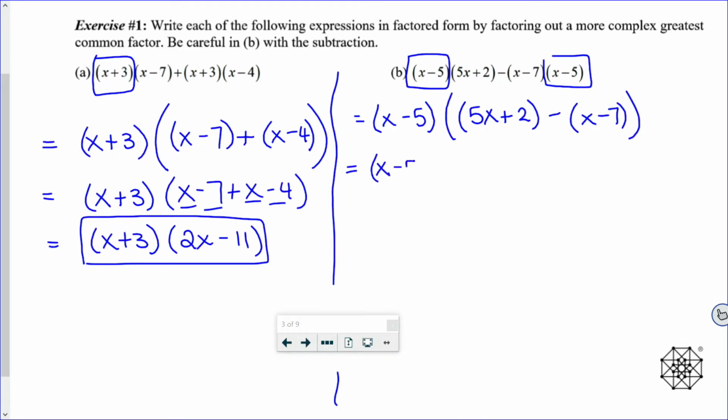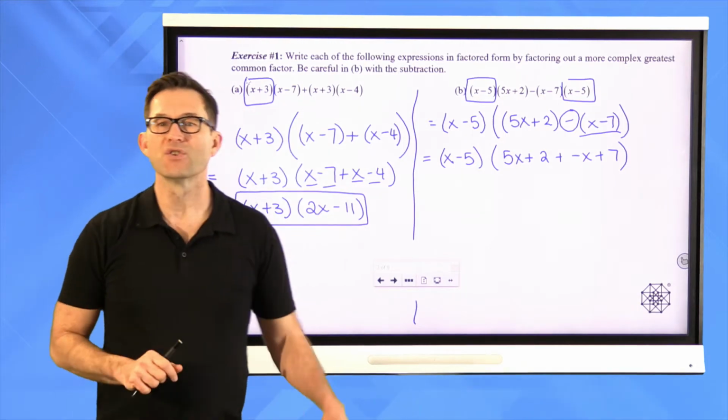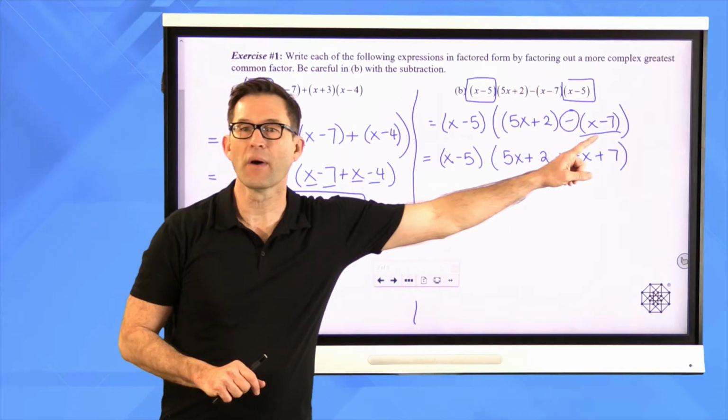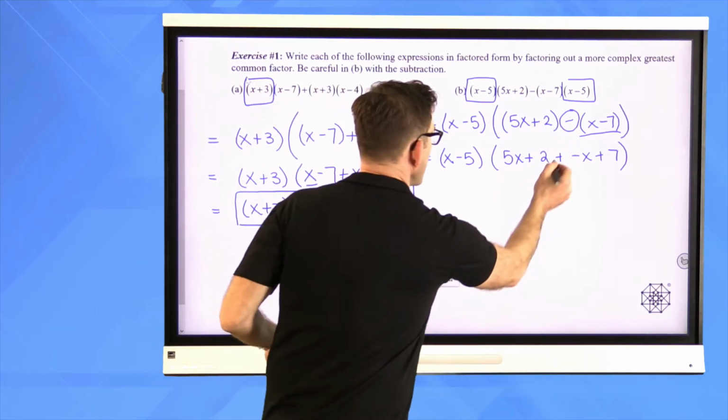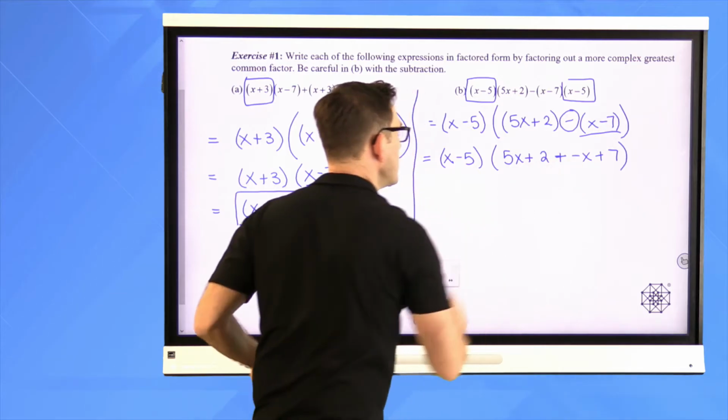Okay, here comes the tricky part. Unlike the addition, when I do a subtraction of this binomial, what I'm really going to do is end up adding the opposite of it. So let's pause just for a second. Instead of subtracting x minus 7, I'm going to add negative x plus 7. Let me make that look a little bit more like an addition sign.